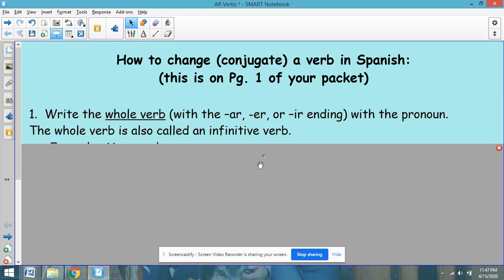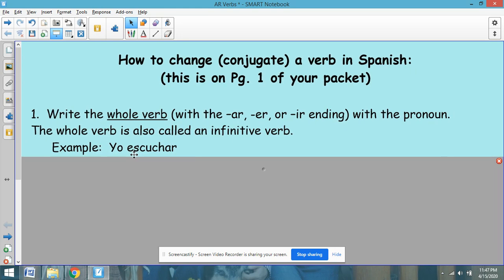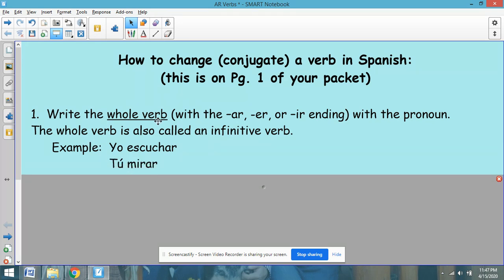The first step is you write the whole verb out with the AR, the ER, or the IR ending with the pronoun. The whole verb is called the infinitive verb. For this lesson, we're just going to work with AR verbs. An example of an infinitive is escuchar. It's called an AR verb because it ends in AR. Another example of an infinitive is mirar.